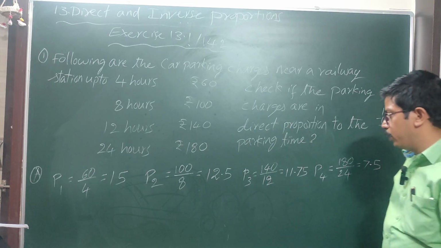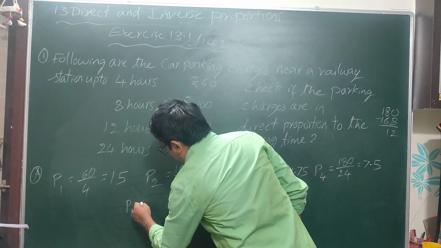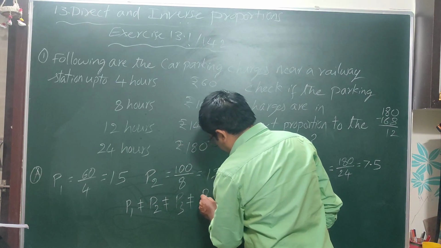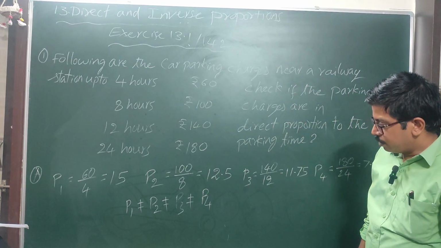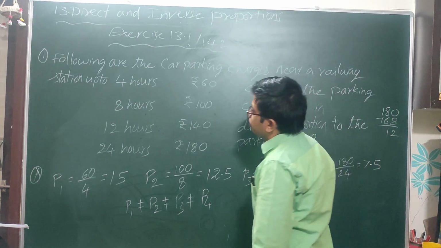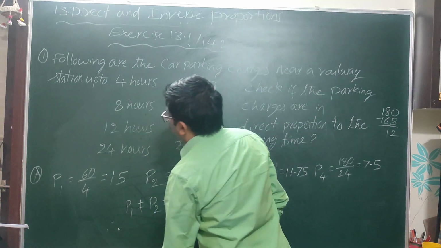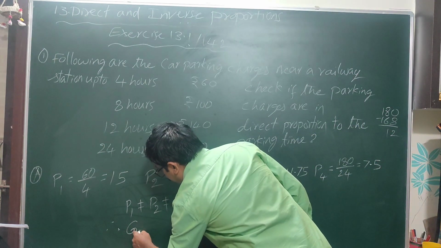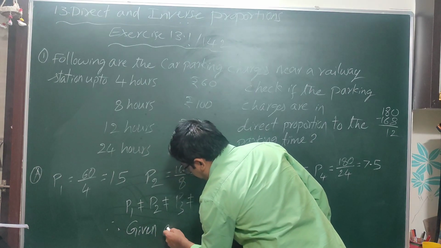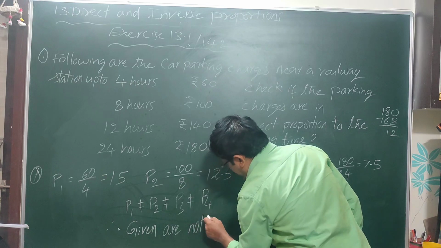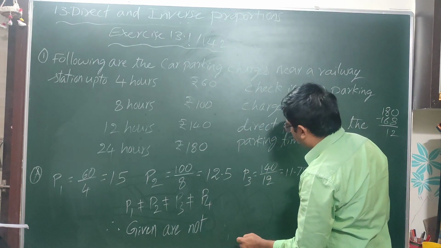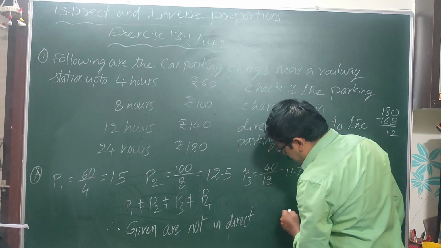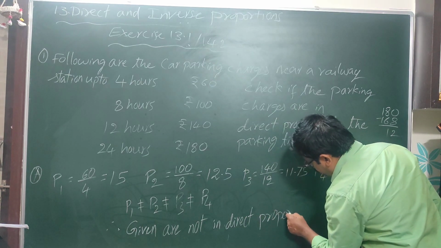So we can observe all the four ratios: P1 not equal to P2, not equal to P3, not equal to P4. They are not constant, or they are not equal in all cases. Therefore, to say they are not proportional, simply you can write: given are not in direct proportion.